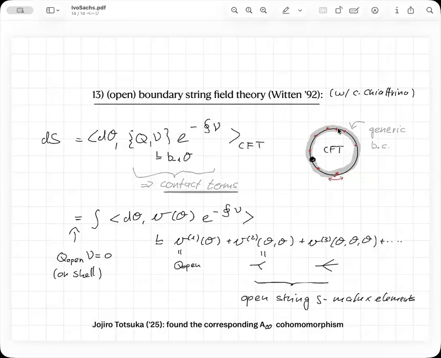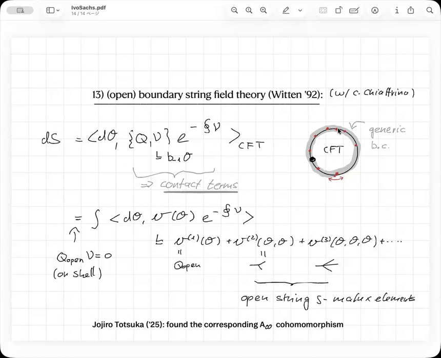It's an open string field theory, which was proposed by Witten in '92 and then corrected by Chattashvili shortly after. So the idea is you have a disk and you have a conformal field theory in the bulk. Everything is conformal, but you have boundary conditions which are not compatible with conformal symmetry. So we call it a boundary conformal field theory because the boundary is not conformal, so it's off-shell a priori.